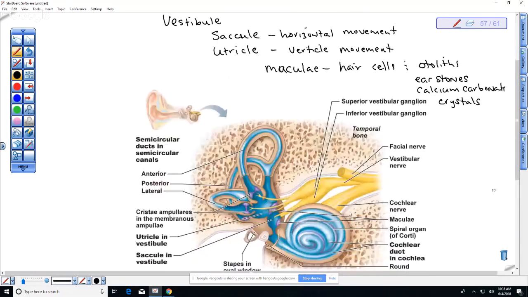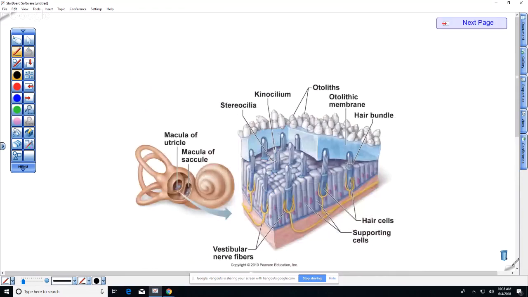If we look at what those look like, there's a picture in your book. Okay, so this is the macula. This is actually of the one that's in the utricle. So this is the macula showing the hair cells, and then the membrane, and then those otoliths. What it does is that the otoliths press on the hair cells and cause them to bend, and then an action potential is set. And so it can tell whether I'm speeding up, say for example in a car, or moving through an elevator, moving vertically or horizontally.